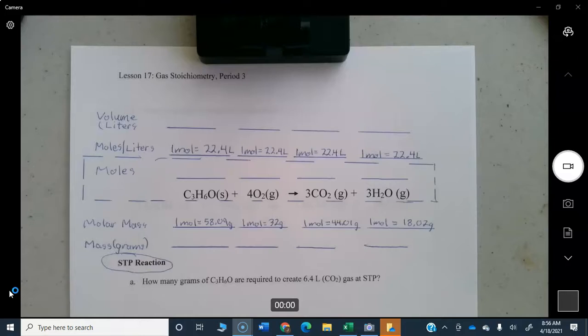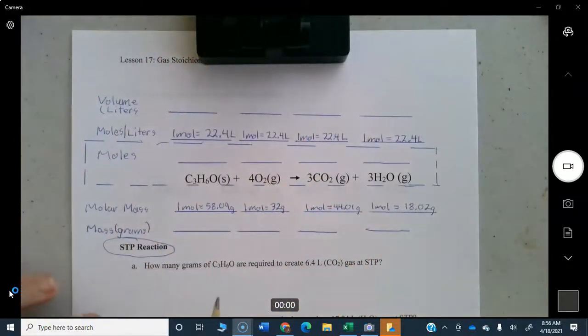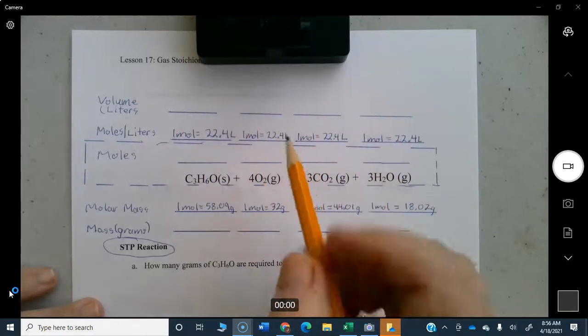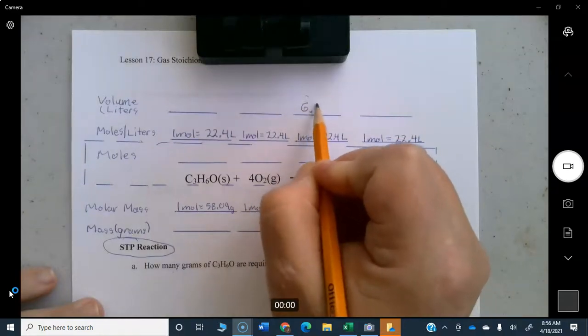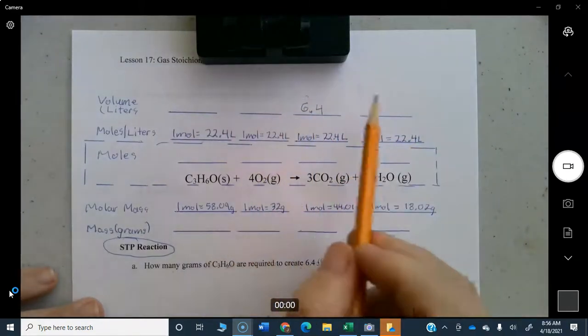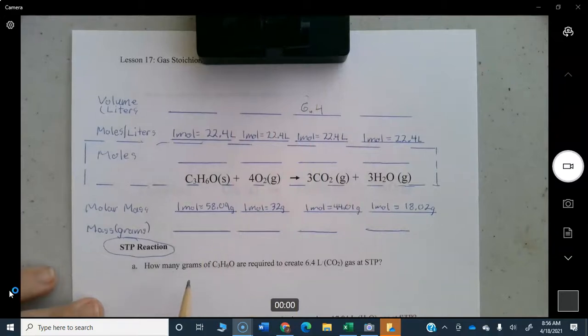Okay? All right, so the first question is, and you write this in pencil, what I'm about to do, because you're going to want to erase it after each problem. How many grams of C3H6O are required to create 6.4 liters of CO2 gas at STP? Okay, so 6.4 liters. So liters is up here, and it's CO2. So that's this column. So 6.4 liters goes right there. It's liters of CO2. And it's how many grams of C3H6O. So here's C3H6O, here's grams, there's the question mark.